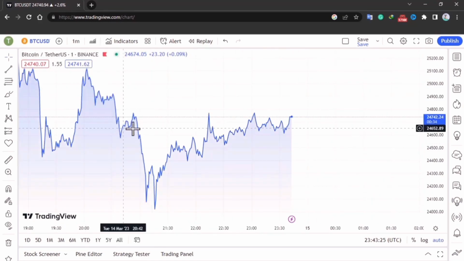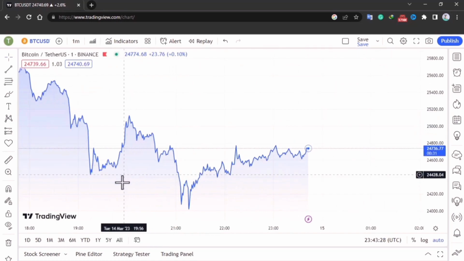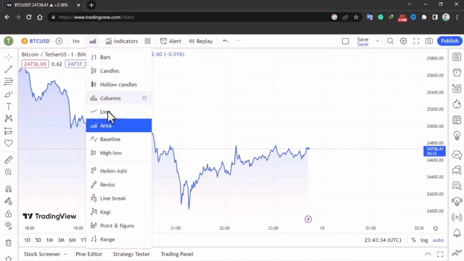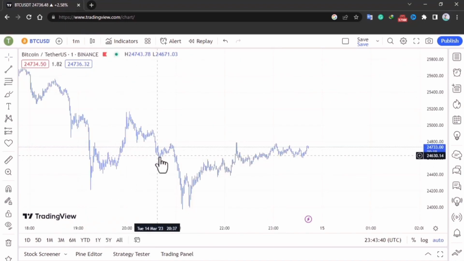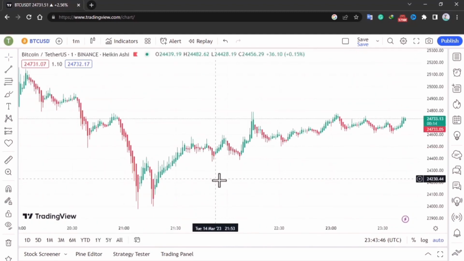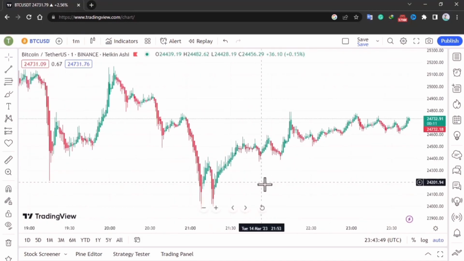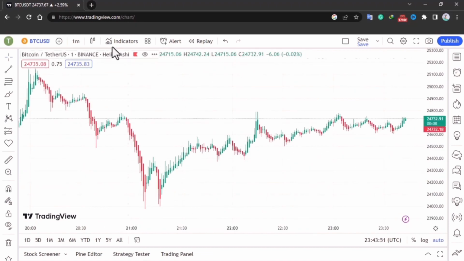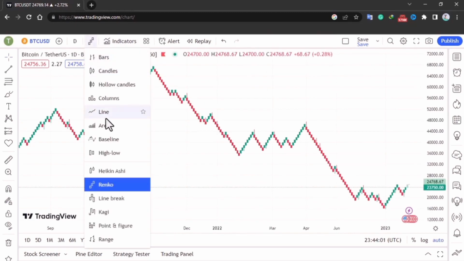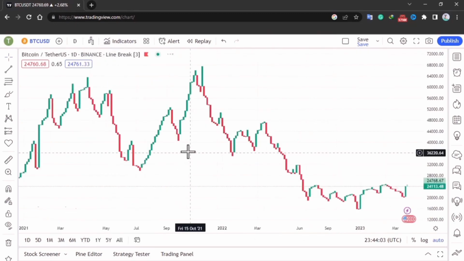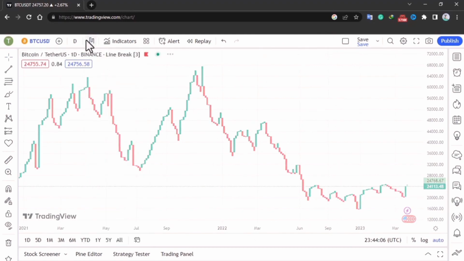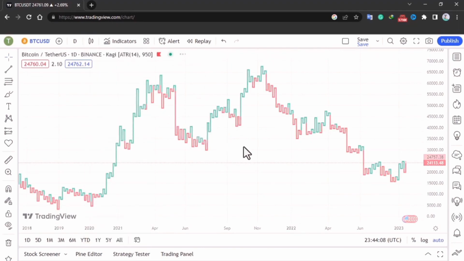Then we have the areas. It's the same as the line chart, but it's going to highlight the chart beneath the lines like this. Then the baseline, then the high-low, then we have Heikin Ashi. So it's another type of Japanese candle, but it's a little bit different than the normal Japanese candlesticks, which I'm gonna talk about later on when we reach the chapter on trading strategies. And then the rest of them, which you can just check for yourself. But you know, you really don't need any of this. We only need Japanese candlesticks, the standard version.